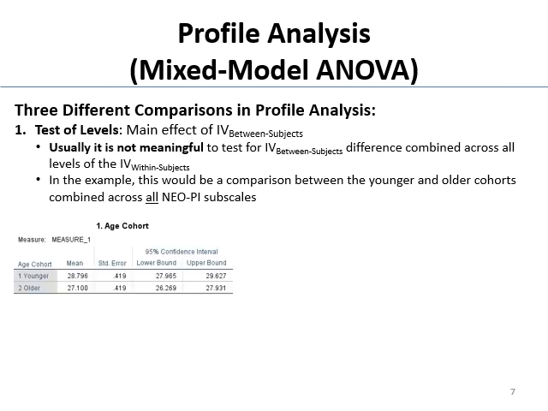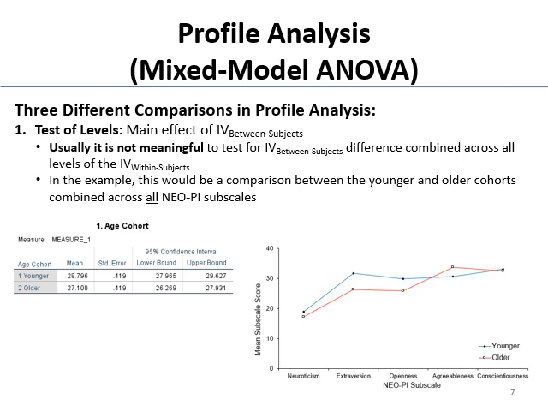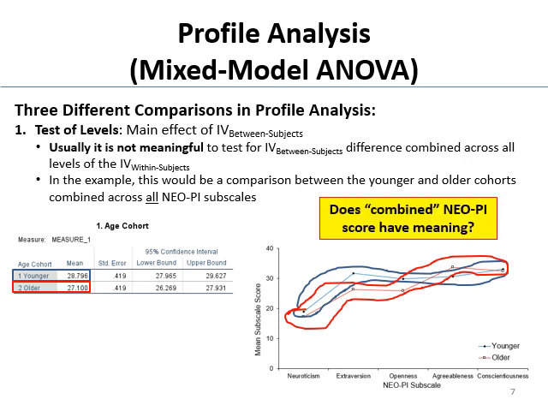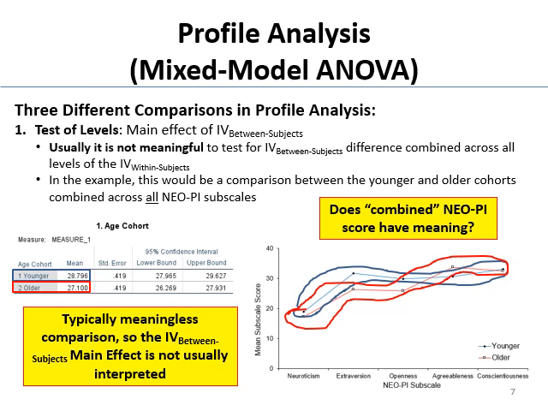So here is age cohort for the example study we talked about. We have these means of 28.796 for younger and 27.196 for older. For the younger, it's the average of these 1, 2, 3, 4, 5 dots, and the mean for older is the average of their 1, 2, 3, 4, 5 dots. And again, it's the average overall NEO-PI score for one group versus the overall NEO-PI score for the other group. So notice it's just two means being compared. What does a combined NEO-PI score mean? Does it have meaning? Typically, no. It's typically meaningless to do this statistical comparison, so the between subjects IV main effect is usually just sort of ignored in your analysis.